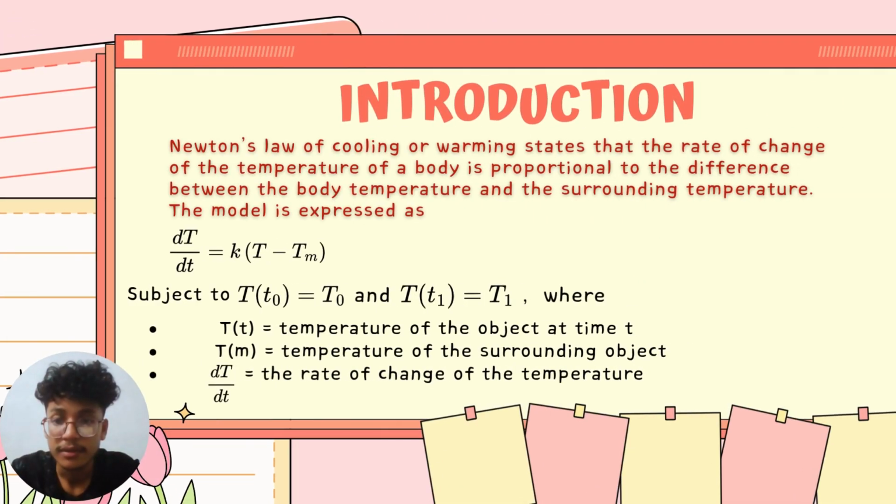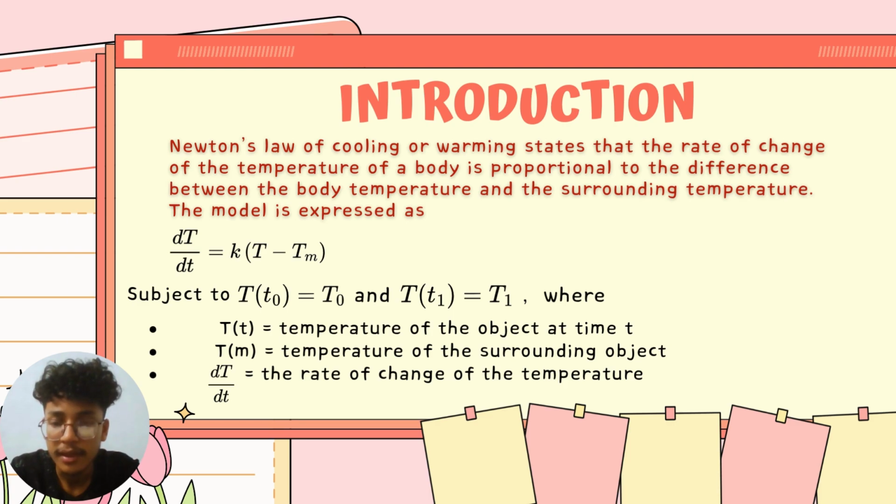Introduction. Newton's law of cooling or warming states that the rate of change of the temperature of a body is proportional to the difference between the body temperature and the surrounding temperature. The model is expressed as dT/dt = k(T - Tm).